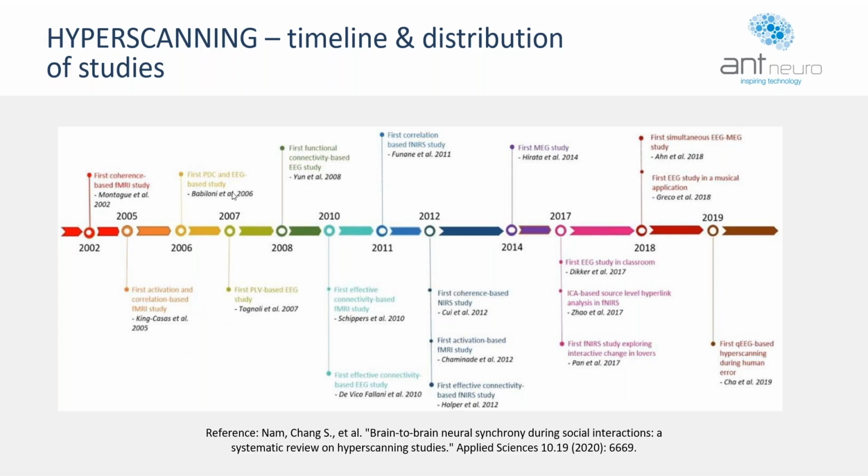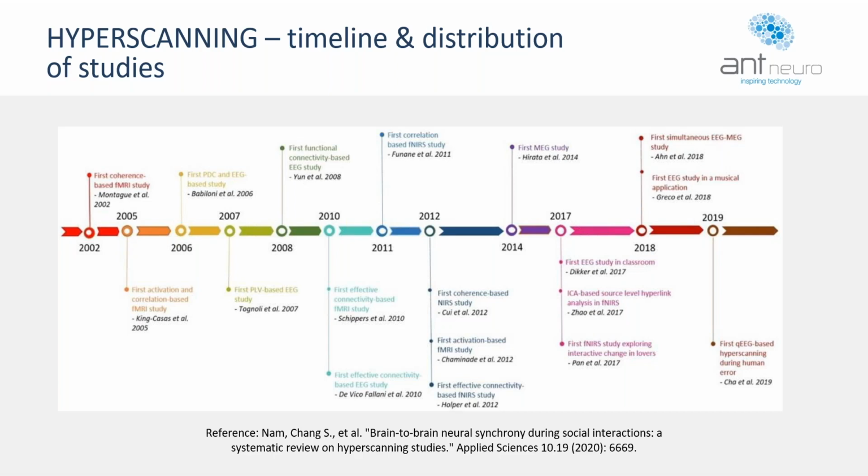If you look at the studies that exist, PDC and PLV-based EEG studies, these are two analysis methods that have been used in the field for EEG. So PDC is partial directed coherence, and PLV looks at phase locking values. These were the two analysis methods that were adopted for these EEG-based hyperscanning studies. There's also functional connectivity that was explored a lot when you're looking at inter-brain synchrony between subjects. Finally, the first simultaneous EEG-MEG study was actually done in 2018 by An et al.